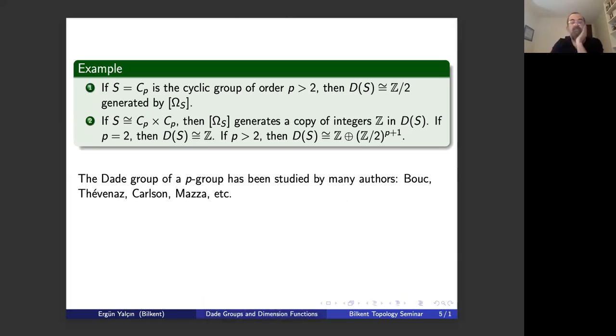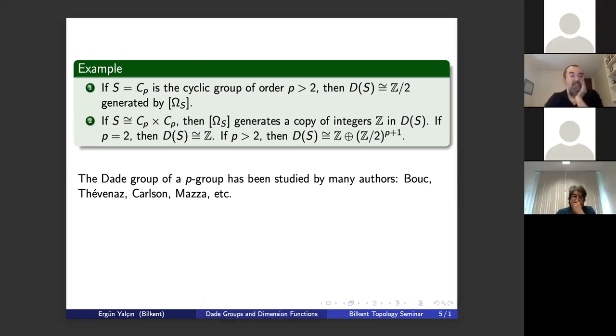So computing these Dade groups will mean you're classifying all the endo-permutation modules. For p-groups, this is a very well-studied area. Many papers were written, starting with Dade, actually. Thévenaz and Carlson have a couple of Inventiones papers on this topic. Eventually, that led to the classification of endotrivial modules. And then Mazza has papers, and Serge Bouc has papers.